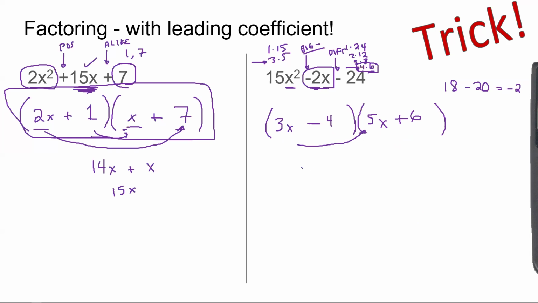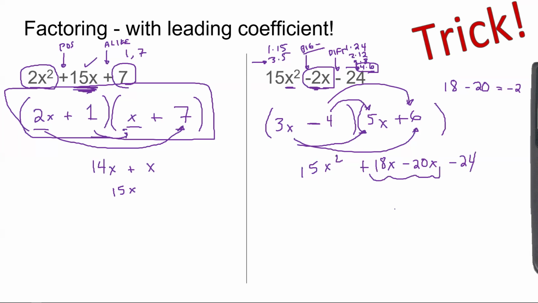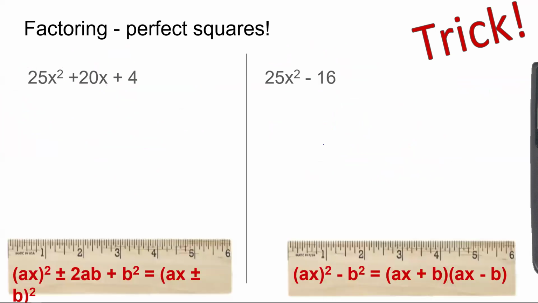So 3x times 5x is 15x squared. Outer times the outer is going to be 18x. Inner times the inner, -4 times 5x is -20x. And the last times the last is going to be -24. Those middle terms are going to give me -2x, and that's what I wanted. So we're good. Play with it until you get it right.